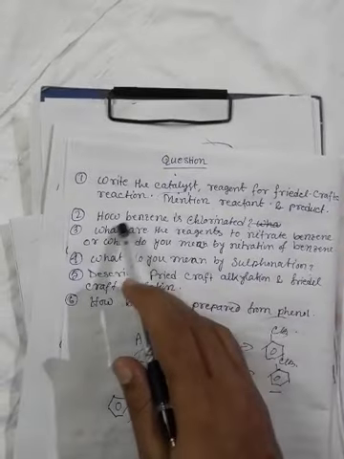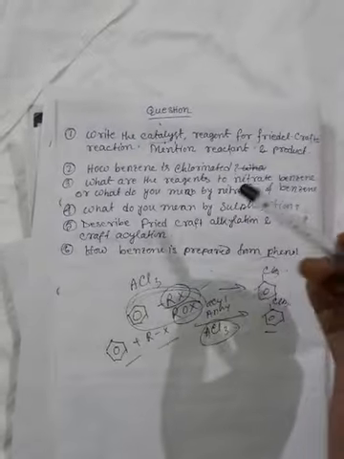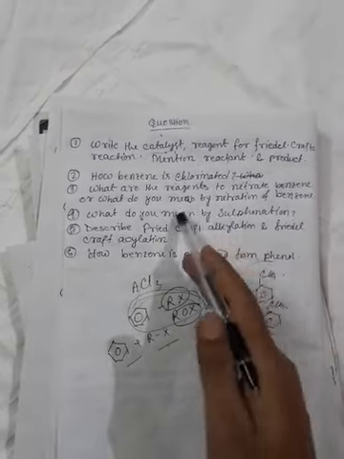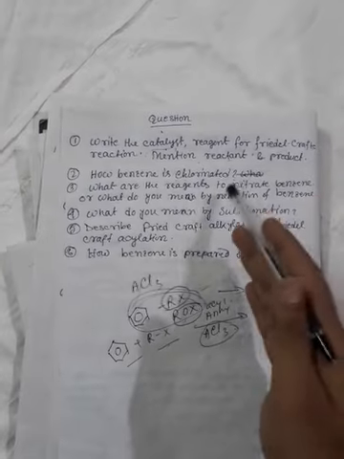Now the next question: how is benzene chlorinated? Benzene is chlorinated, you already know. Chlorination: when benzene is treated with chlorine in presence of diffuse sunlight, then a hydrogen atom of benzene is replaced by a chlorine atom and we get chlorobenzene. This is known as chlorination of benzene.